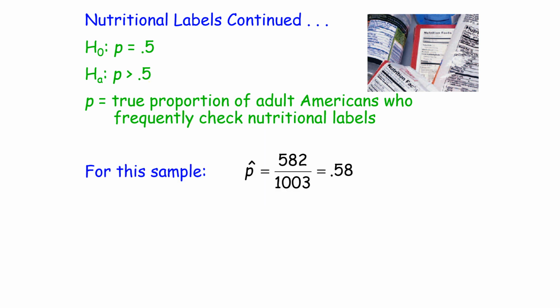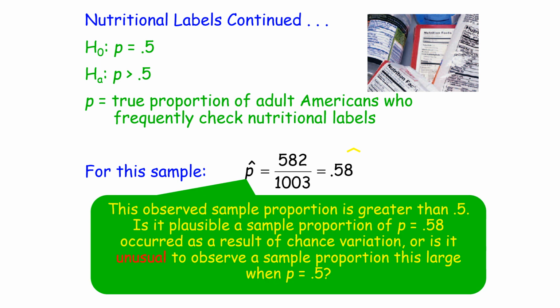Now for this sample, our p hat is going to equal 0.58. This observed sample proportion is greater than 0.5. Is it plausible that a sample proportion of 0.58 occurred as a result of chance variation? Or is it unusual to observe a sample proportion this large when p equals 0.5?